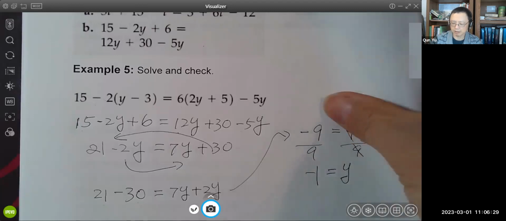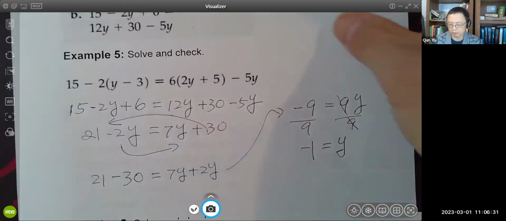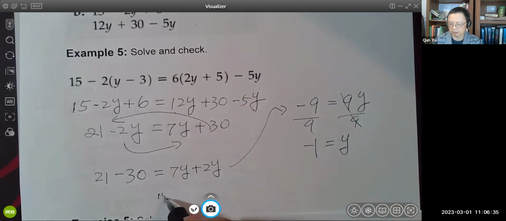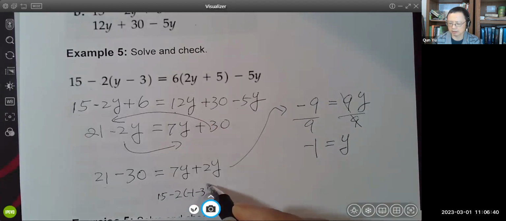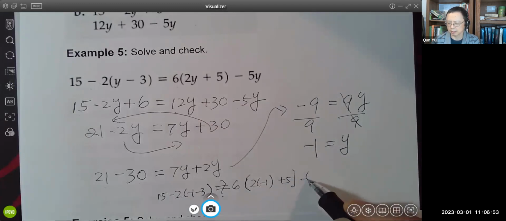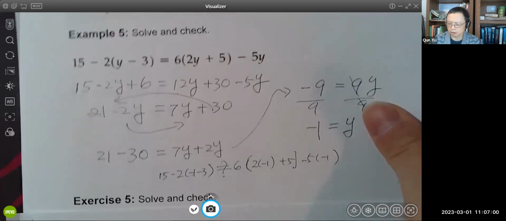Let's check it. This one is a little bit longer, I mean, a little bit more complex, right? So our y is -1. So 15 minus 2 times -1 minus 3 on the left-hand side. On the right-hand side, let's see if they're equal, 6 times 2 times -1 plus 5, minus 5 times -1. On this side, -1 minus 3, that's -4.